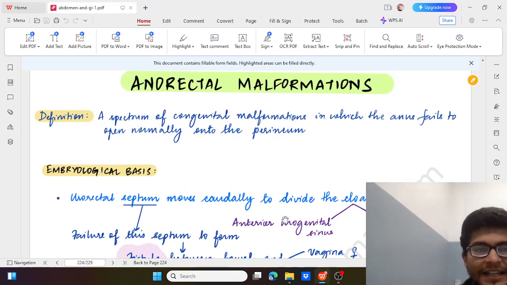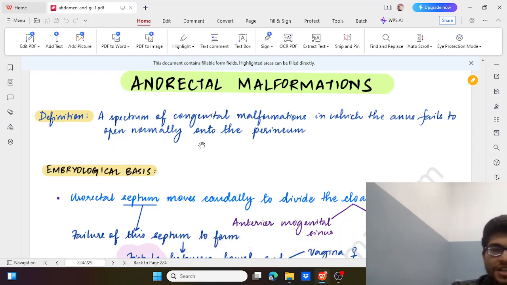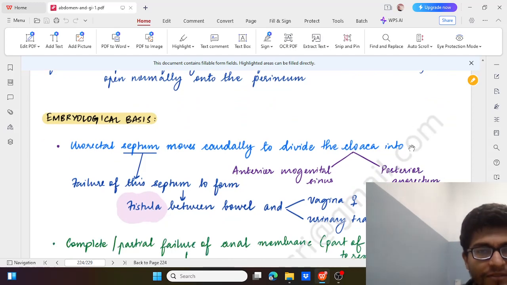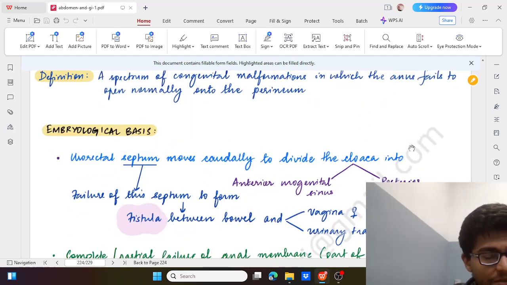So without further delay, let's get started. Anorectal malformation, by definition, is a spectrum of congenital disorders where the anus fails to open normally into the perineum. Maybe it is opening somewhere else, or it is not opening at all. Those are the possibilities.